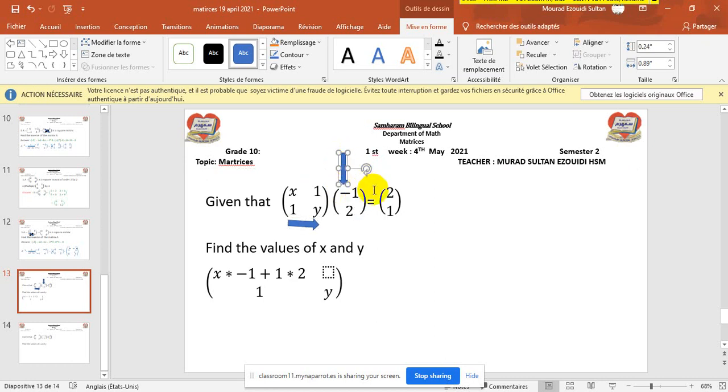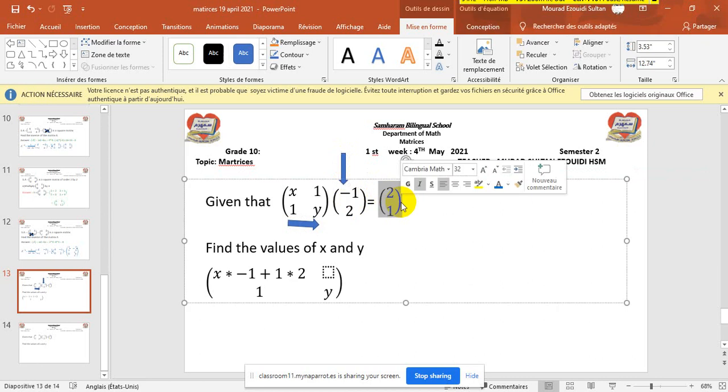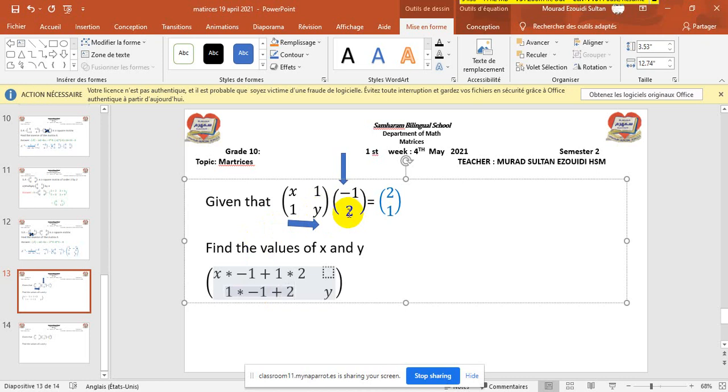Leave this one as it is. Don't touch the third matrix. First of all, you should multiply this. So I will make 1 multiplied by -1, plus y multiplied by 2, which is 2y. Clear? I will erase the rest.